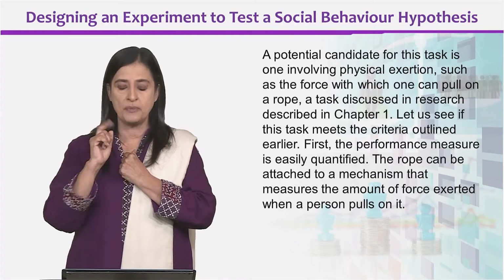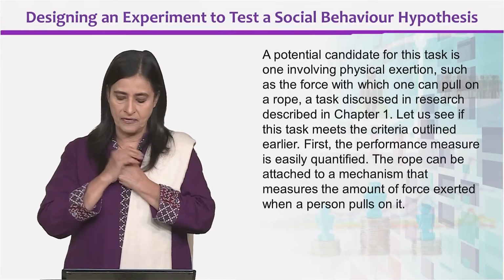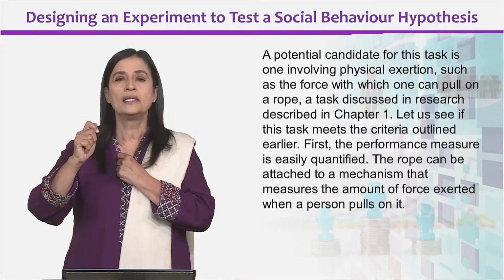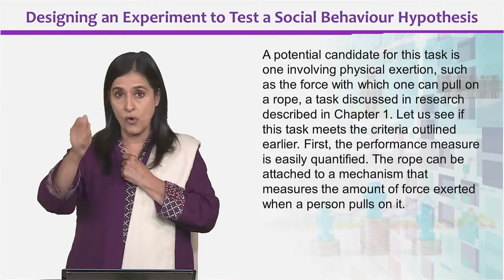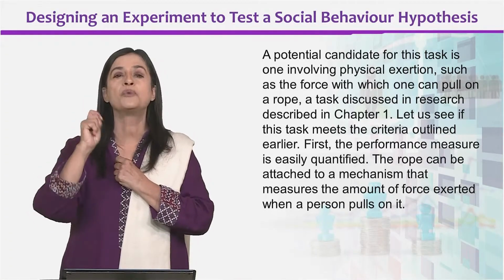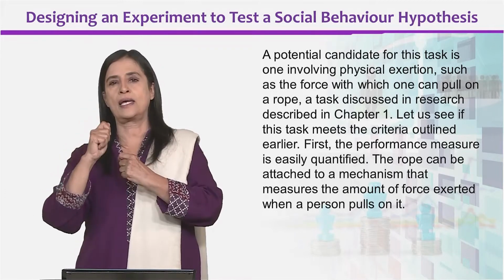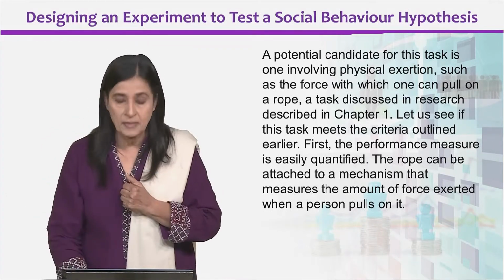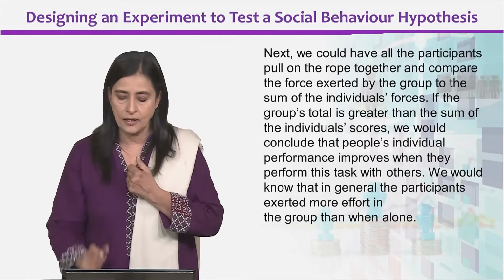First, the performance measure is easily quantified. The rope can be attached to a mechanism that measures the amount of force exerted when a person pulls on it. तो जितना वो जोर लगा के खींचता है वो एक्चुअली मेजर हो जाता है. ऐसा उसके साथ एक मैकेनिकल आपको डिवाइस लगानी होगी.